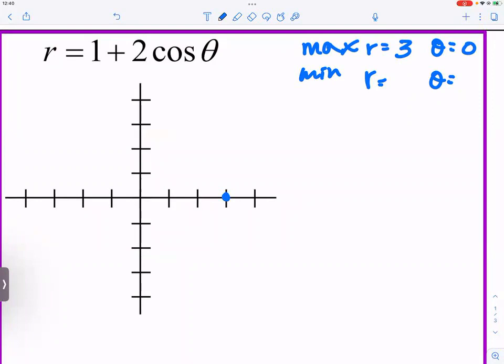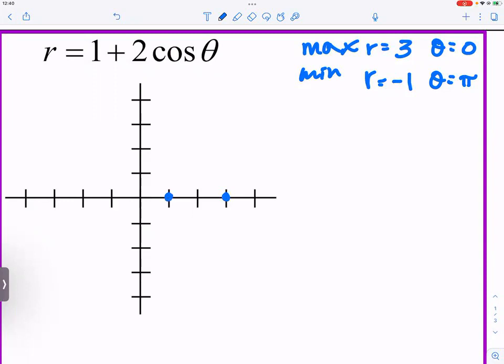It will be when theta is equal to pi. And what's cosine of pi? Cosine of pi is -1. -1 times 2 is -2. And 1 minus 2 is -1. So we have a negative R value here when we have pi. So the point is right here.